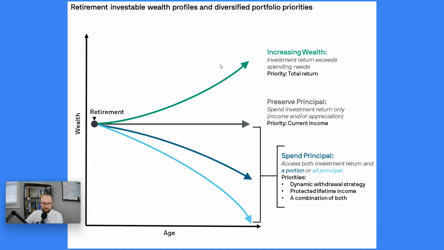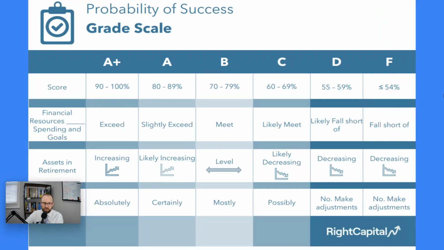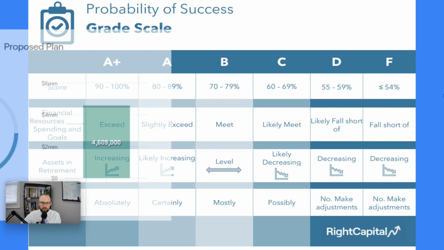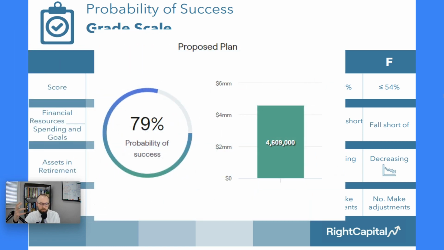So now, with this in mind, looking at this next chart right here, this is if you were to meet with us. We use a software called Right Capital. It is a planning software. It generates essentially a plan score for you, a probability score. So if you were to meet with us, it'll generate a probability of success. Now, I don't want to get too much in the weeds on this or the chart behind it.